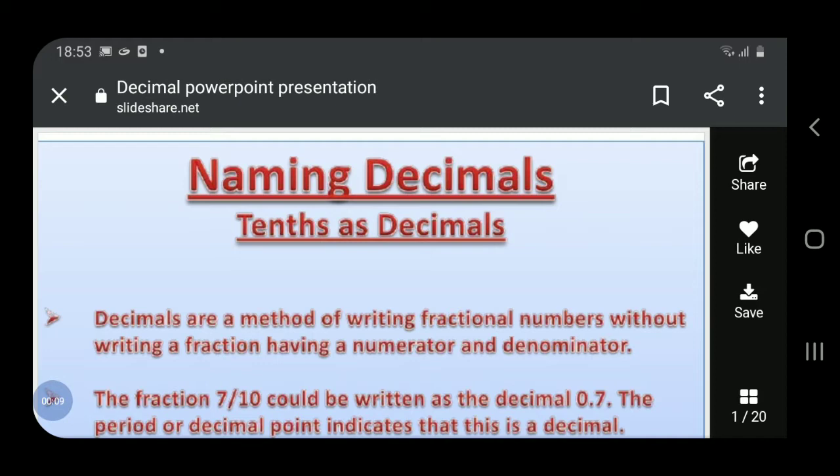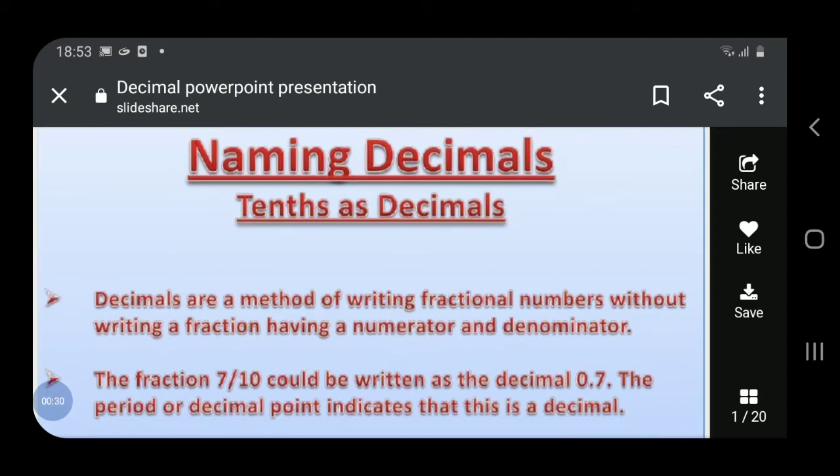Okay, so decimals. First we have to understand what a decimal is. We have done fractions, yeah? All of you have done fractions. Actually, decimals are none other than another form to write fractions or fractional numbers. The explanation of decimals is given in this first line, that is, decimals are a method of writing fractional numbers without writing a fraction having a numerator and denominator. As I said, it is another, unique way.